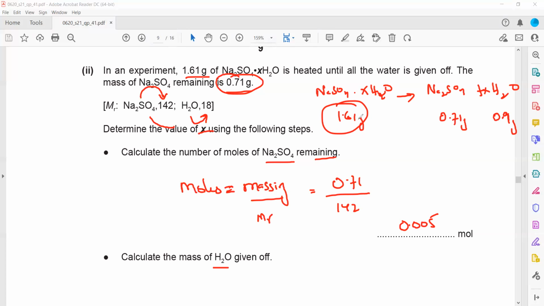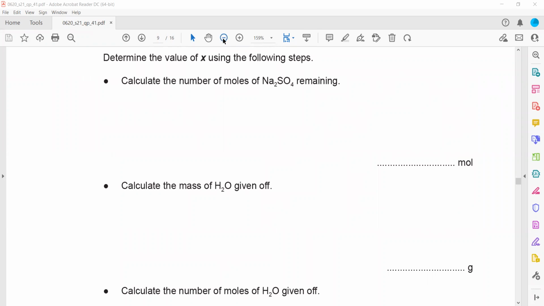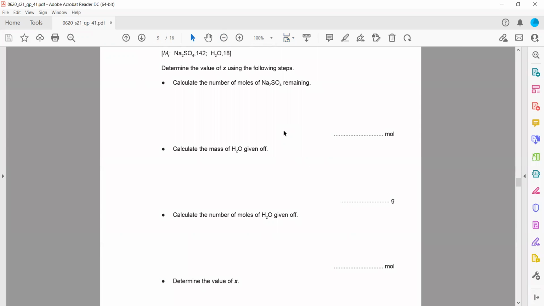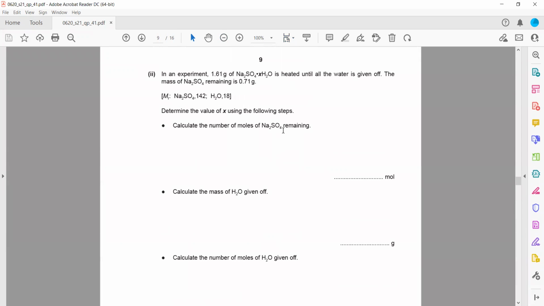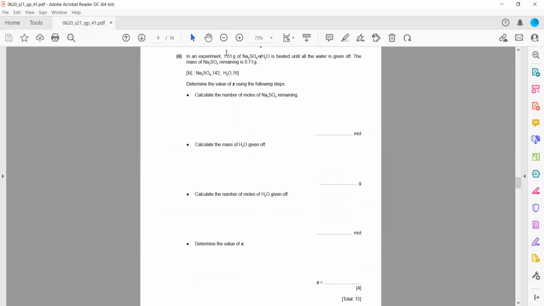Then calculate the mass of water given off. So how do we know the mass of water? If the total mass of the compound was 1.61 and sodium sulfate is 0.71, we subtract to know the mass of water, H2O, given off, which is equal to 0.9. So this was 0.005. This is 0.9.